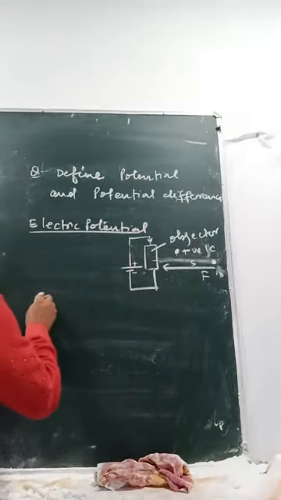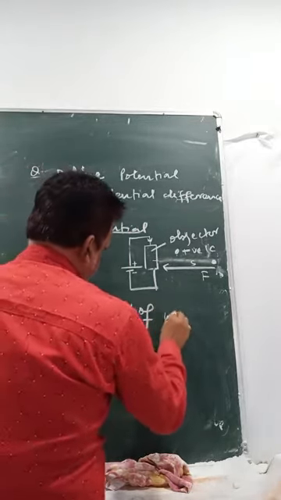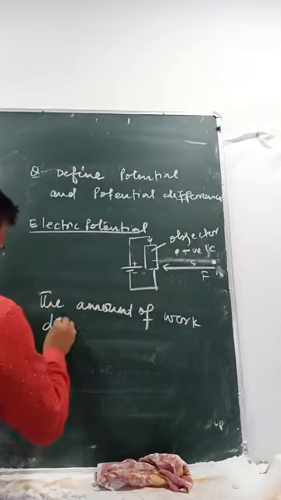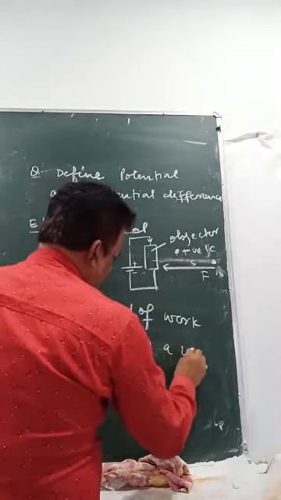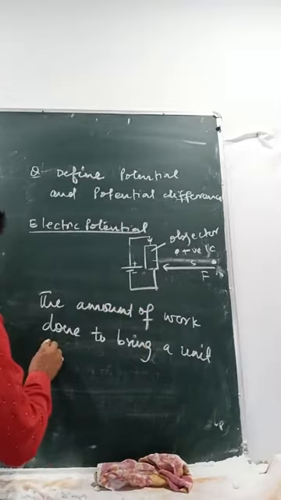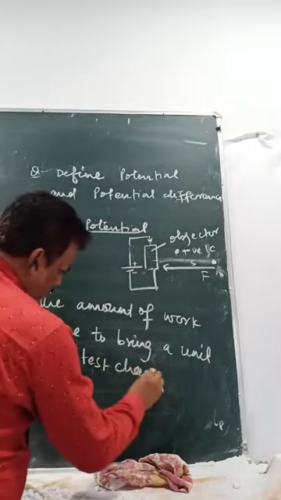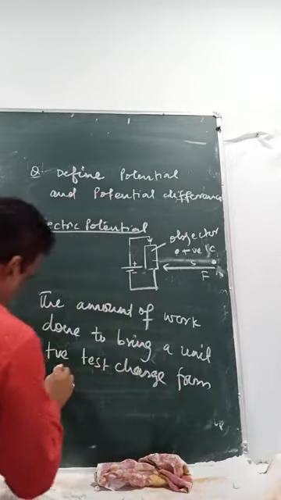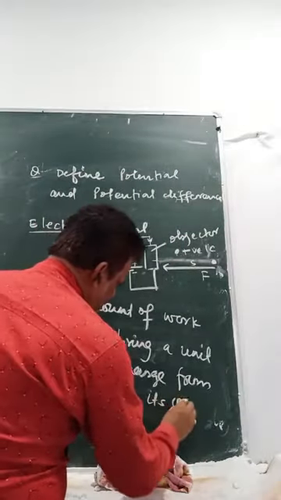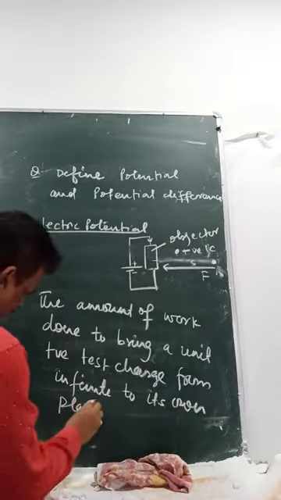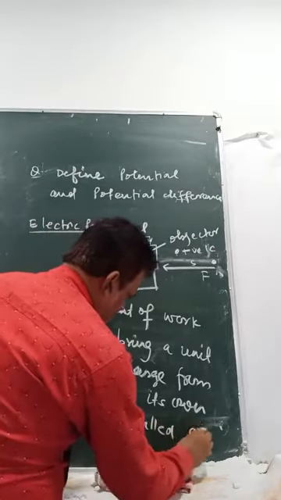So you can write: the amount of work done to bring a unit positive test charge from infinity to its own place is called electric potential.